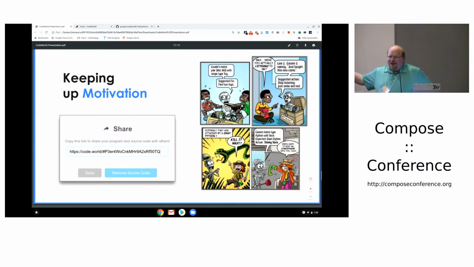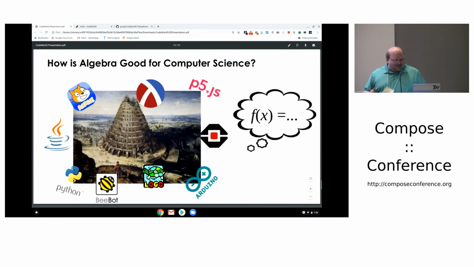And then I made sure that you could be social. You can share your programs with other students using just a URL. You can create galleries of your projects, things like that. But finally, just to wrap it up, I want to answer 2 questions. First of all, how is algebra good for computer science?